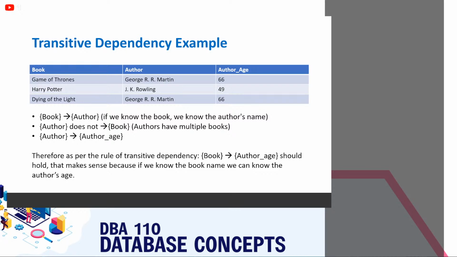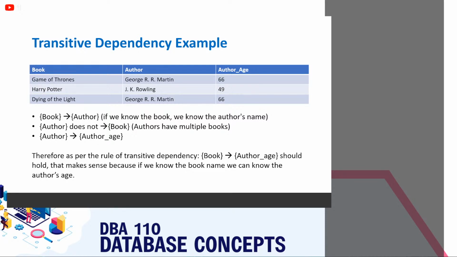So our book has a functional dependency on the author, right? Each book has a clearly defined author. In our table here, we have book, author, and author age. And so by default, you might be inclined to look at these three things and say these three things are related, right? Book, author, and author age.